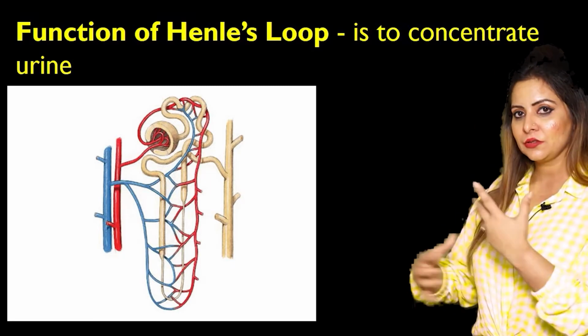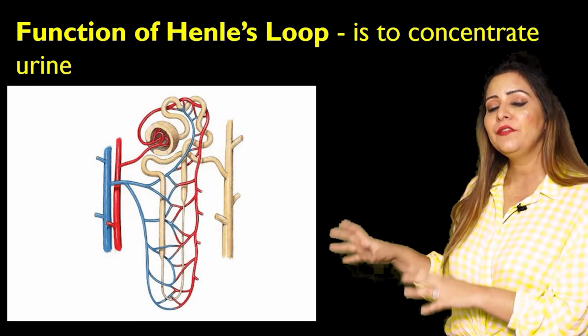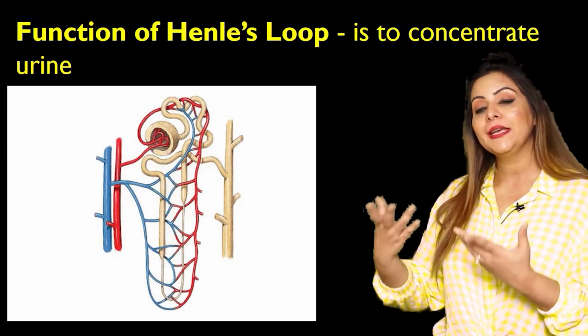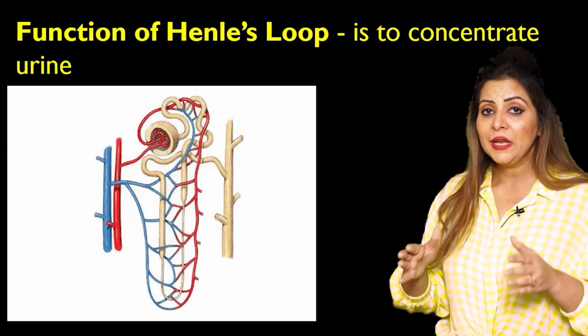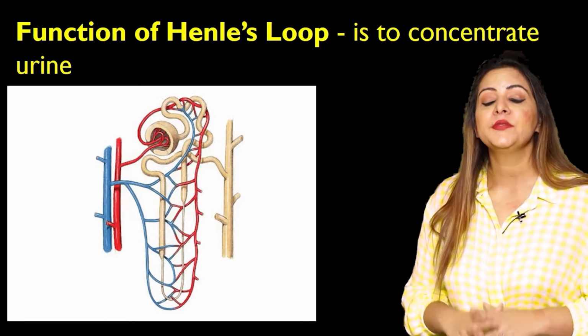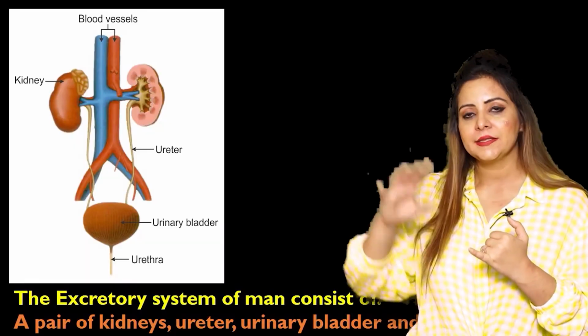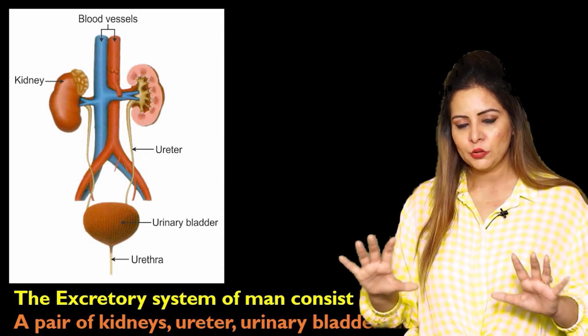So again, we'll do a recap, because this is quite a complex structure, and whenever you get a question like this to write about the urine formation or the excretory system of man, you need to draw all the diagrams. So in this chapter, all the diagrams are very, very important, right? So I think at this moment, we are at a position to answer what exactly is the excretory system of man, that is the kidneys, ureter, urinary bladder and urethra. We all know about it now.